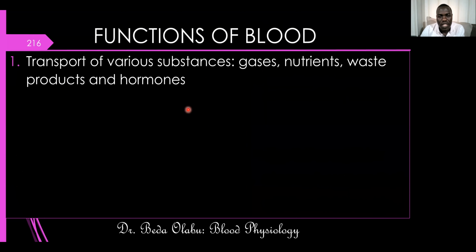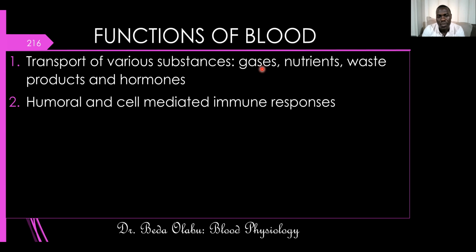Blood is important for transport of substances. These substances could be gases like oxygen and carbon dioxide. It also transports nutrients, waste products, and even hormones. Apart from transport function, blood is important for defense against infection. This can be either through humoral immunity, which is defense by use of antibodies, and cell-mediated immunity, which is defense by use of cells that kill others.